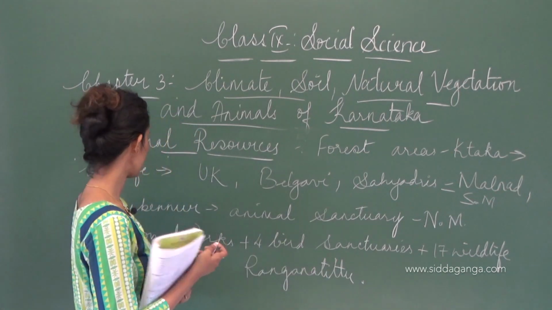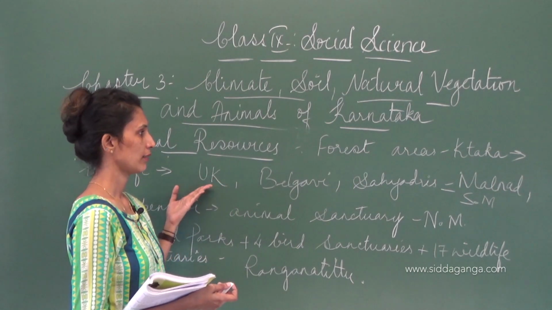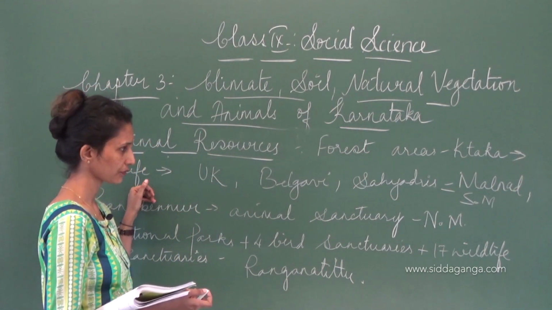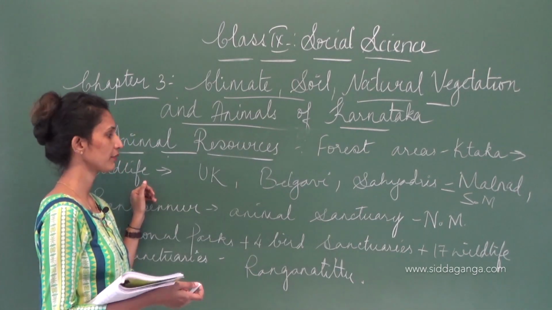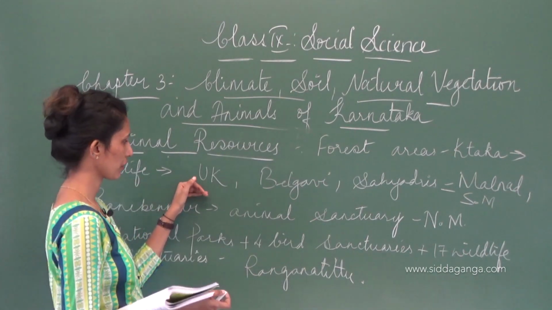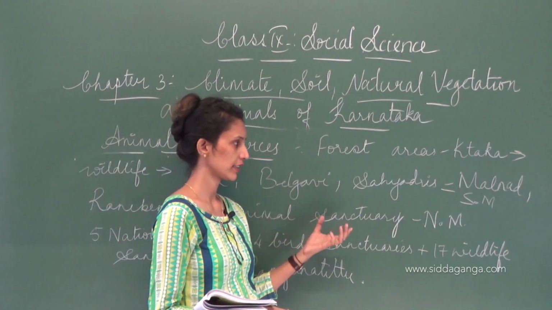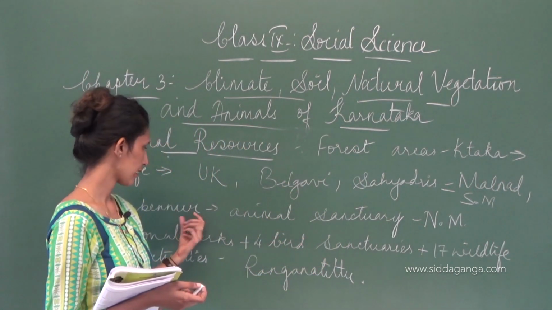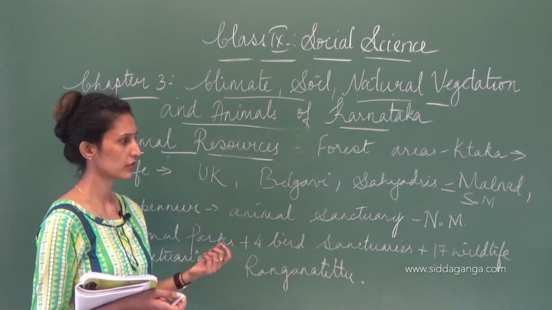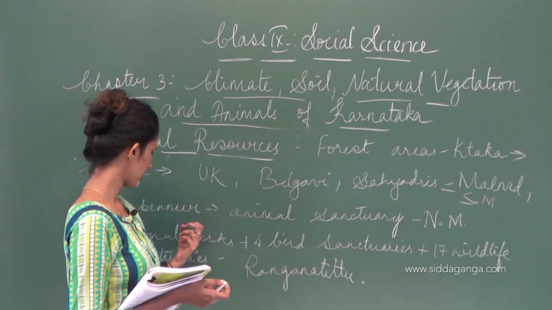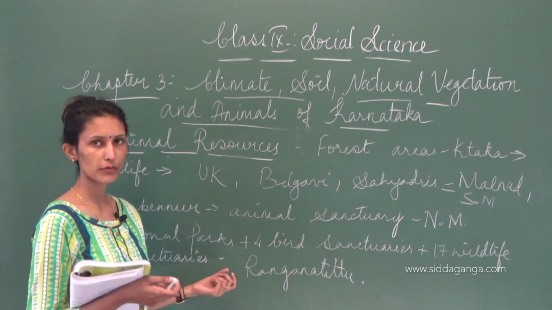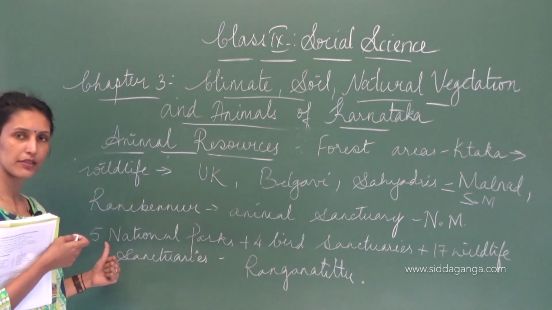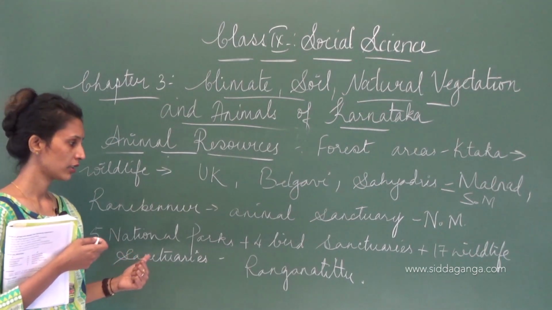So, understand it again. Forest areas that are covered by wildlife are mostly found in Uttar Kannada, Belagavi, Sahyadri, Malnad, in the northern Maidan, southern Maidan region. And Ranebennur has a lot of animal sanctuary in the northern Maidan. We have 5 national parks. Okay, how many national parks? 5 national parks in Karnataka.